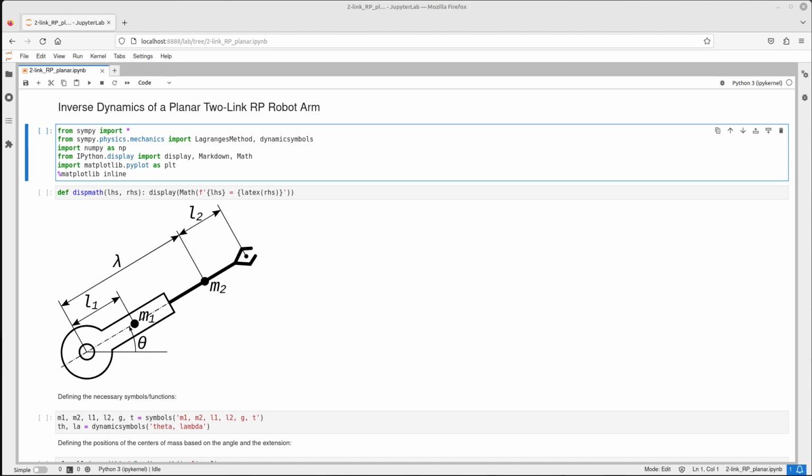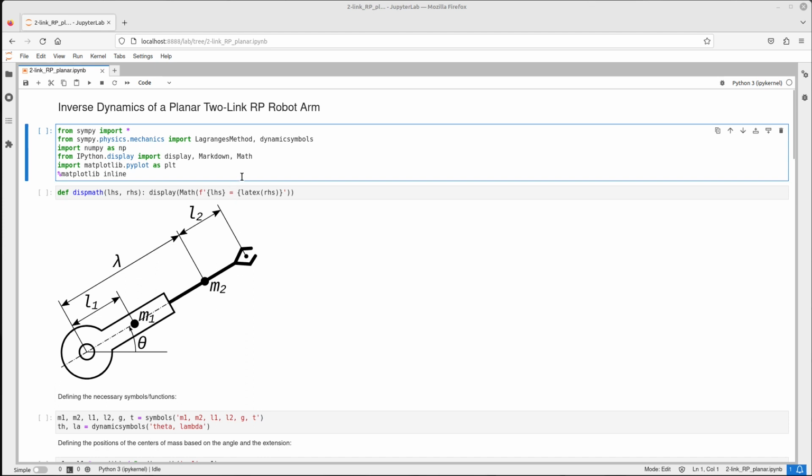Hello everyone, in this video I would like to show you how you can solve the inverse dynamics problem for a planar RP robot arm. RP basically means that the first joint is a rotational joint and the second one is a prismatic joint. So we have rotation here and translation over here.